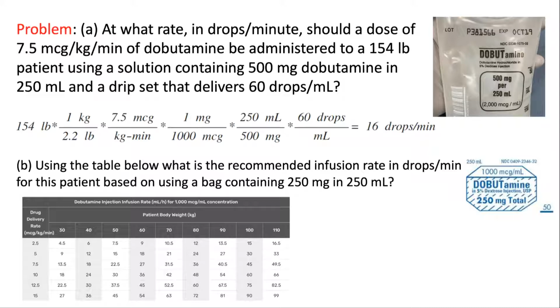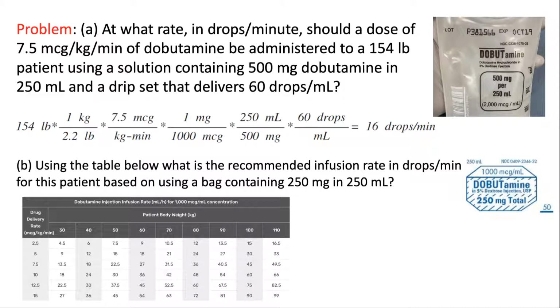So this, I think, came from Lexi Drugs, drug information on dobutamine. And you can see the table. The title of the table says dobutamine injection infusion rate for a 1,000 microgram per milliliter concentration. Already my mind's blown there a little bit, but it says 1,000 micrograms. There's 1 milligram has 1,000 micrograms. So it's really also saying 1 milligram per milliliter. Okay, so let's look back at this bag. What bag are we using?